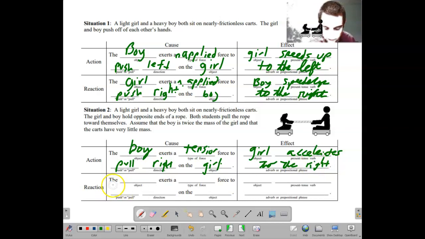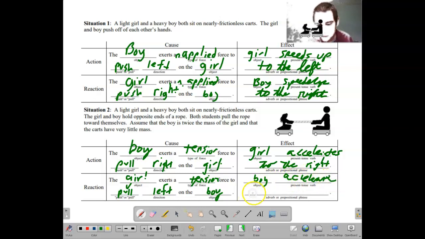Okay, and by now I'm sure you can figure this out. The girl is going to exert the same type of force. Pull left, opposite direction of the boy. We have two objects here. That means we can have a Newton's third law pair. The boy is going to then accelerate to the left.